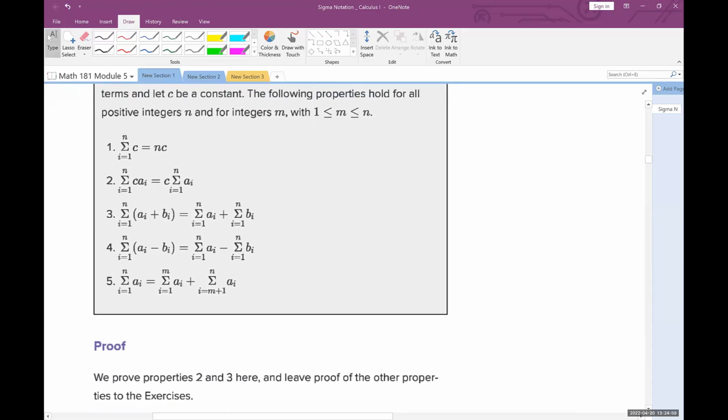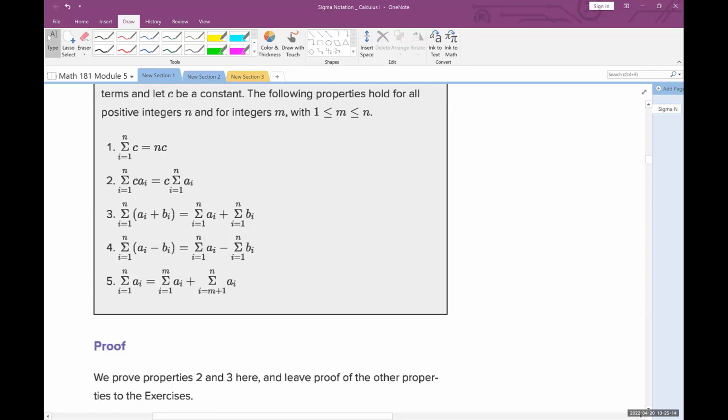So here we go. If you sum up the constant C, so C is not indexed, it's not something happening to it as far as being squared or cube root or whatever. It's just C plus C plus C plus C, you get n times C.